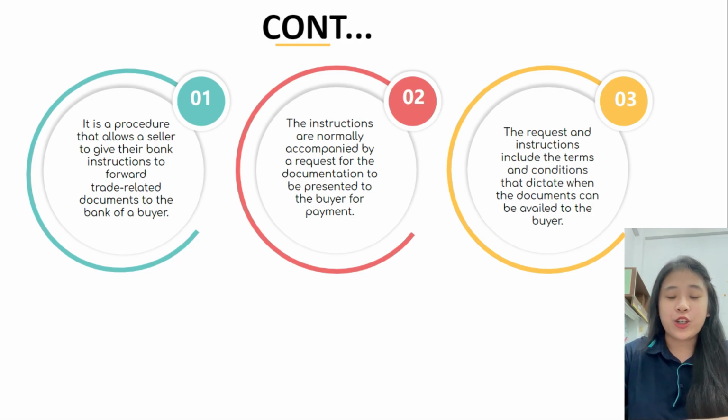Moreover, documentary collection is a procedure that allows a seller to give their bank instructions to forward the related documents to the bank of the buyer. Furthermore, the instructions are normally accompanied by a request for the documentation to be presented to the buyer for payment. The request and instructions include the terms and conditions that dictate when the documents can be availed to the buyer.